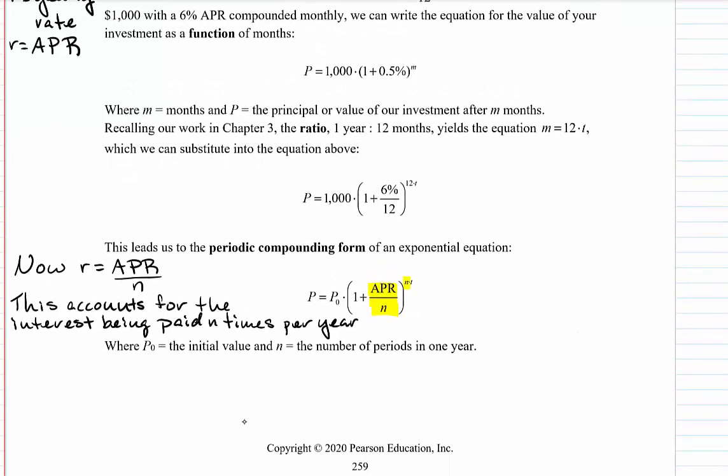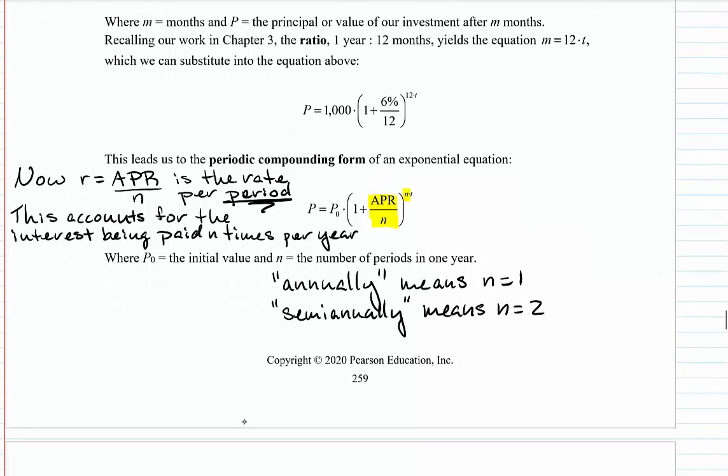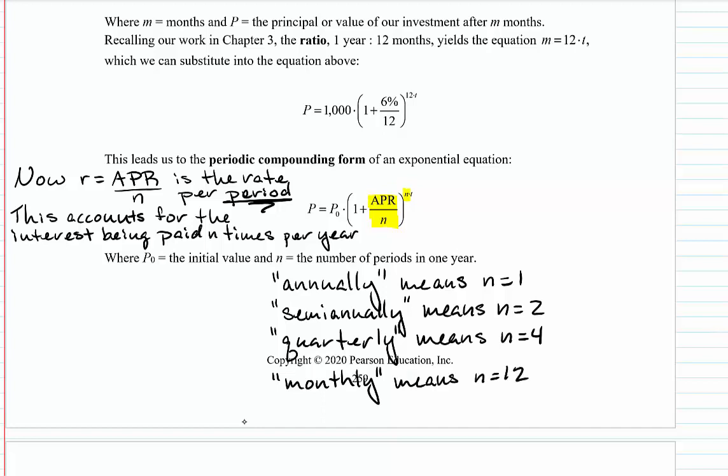So this means a couple of things now. This means this R is the rate per period, and if n is the number of periods in a year, well, annually would mean 1 period in a year, so n equals 1. Semi-annually would mean twice per year, so n would be 2. Quarterly would mean 4 times per year, so n would equal 4. Monthly would mean, well, there are 12 months in a year, so there'd be 12 periods, so n would equal 12. Weekly, how many weeks are there in a year? Do you know? There are 52 weeks in a year, so the word weekly would mean n would be 52.